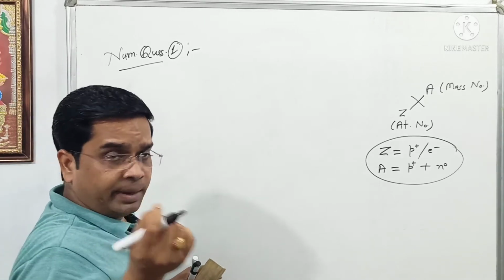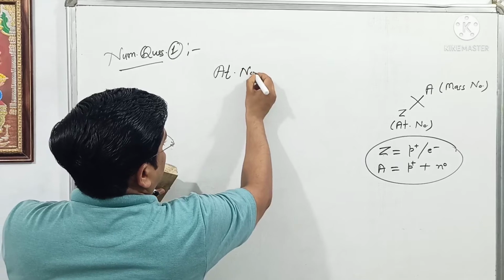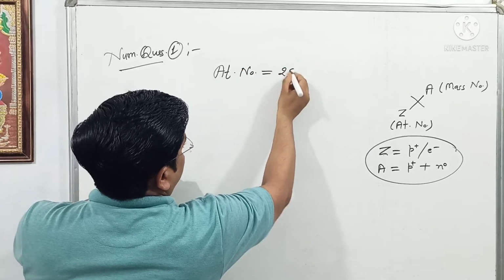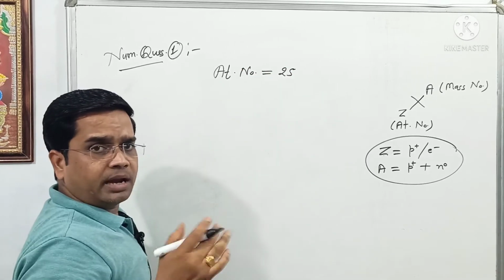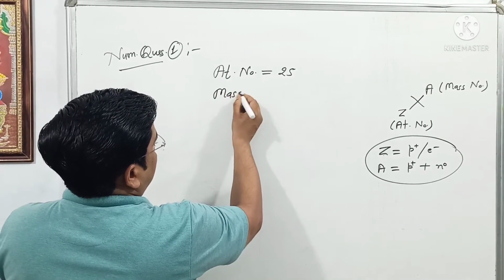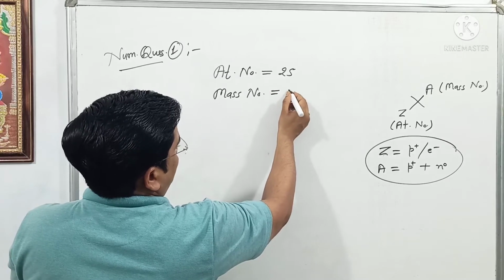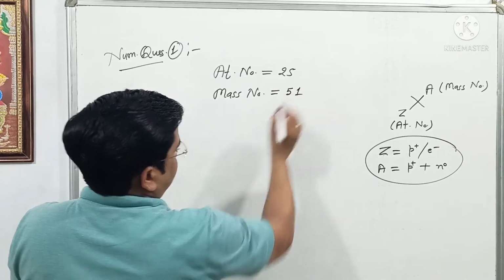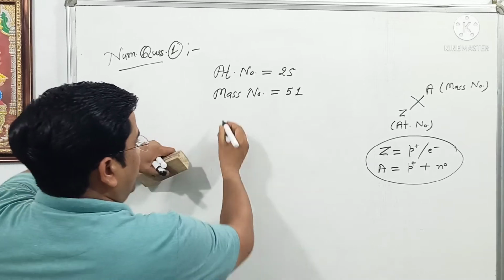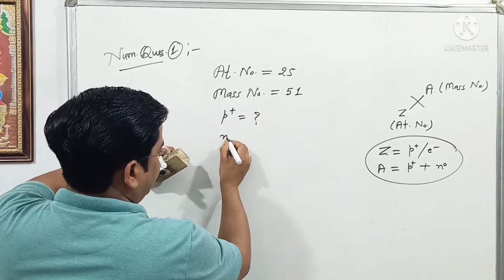Suppose in an element, atomic number is 25. Atomic number of that element is 25. Mass number is equal to 51. Suppose. Then what will be the number of protons? You have to find out. What will be the number of neutrons?